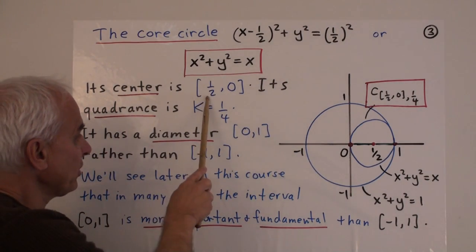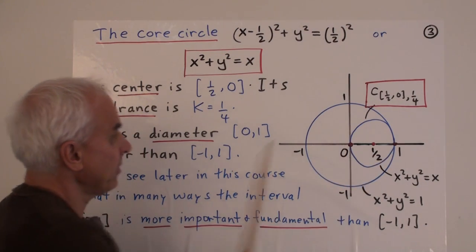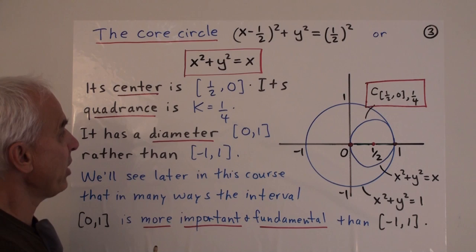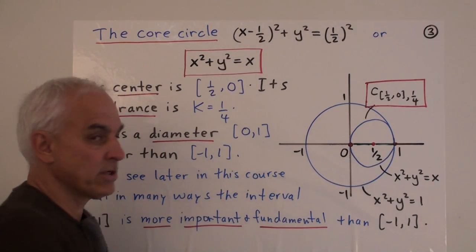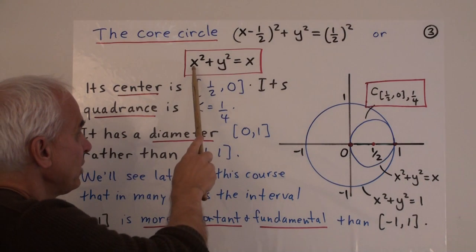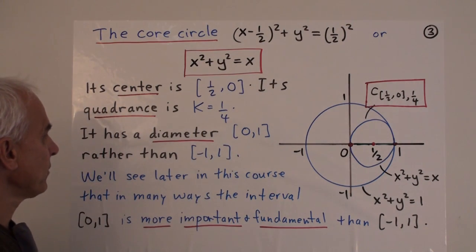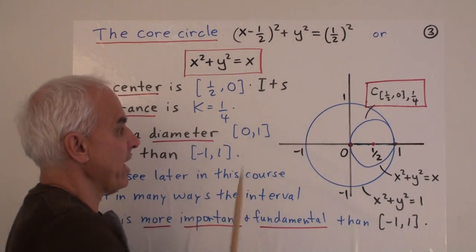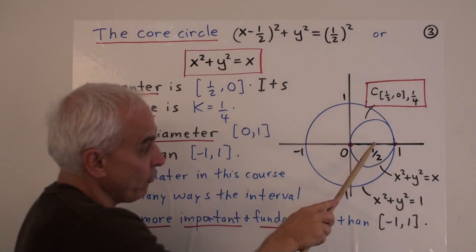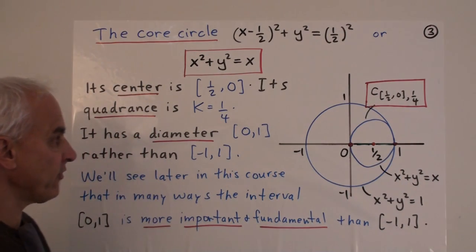The center of this circle is the point (1/2, 0). There's the circle right there. It passes through the point (0, 0). It also passes through the point (1, 0), because 1 squared plus 0 squared equals 1. The quadrance of this circle is 1/4, the right-hand side there. The radius would be 1/2, but we prefer to think in terms of the quadrance, so that's 1/2 squared, or 1/4.